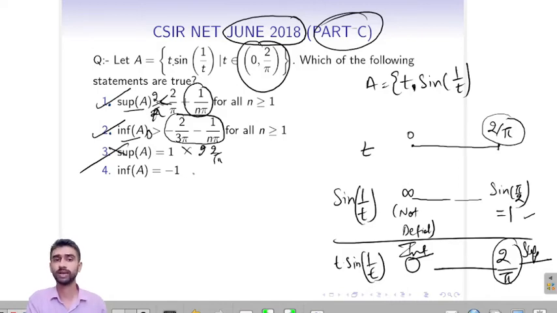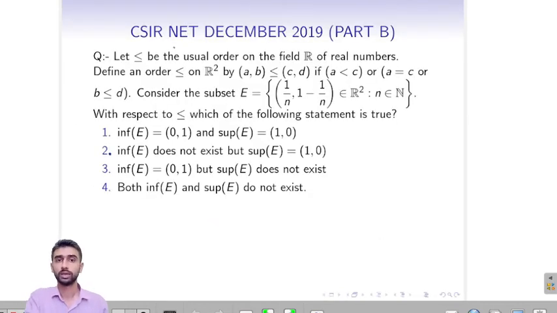The infimum of A is -1, but R infimum is 0. So this is also not correct. So options 1 and 2 are correct in this question. Next, CSIR NET, a question from December 2019.